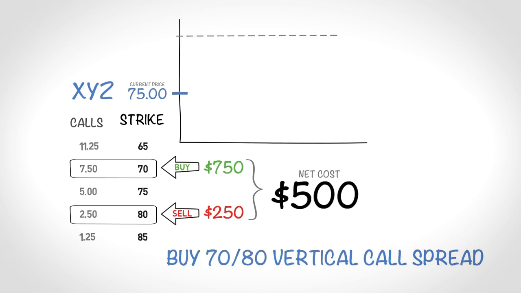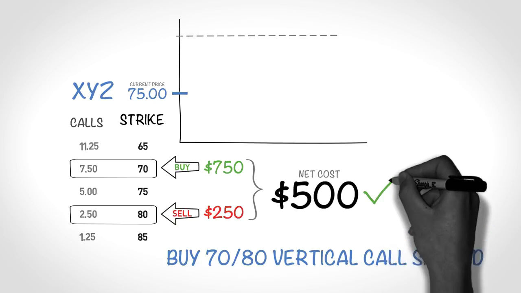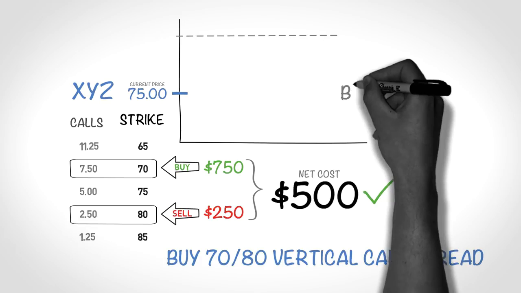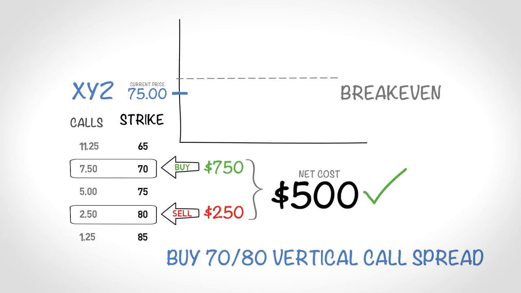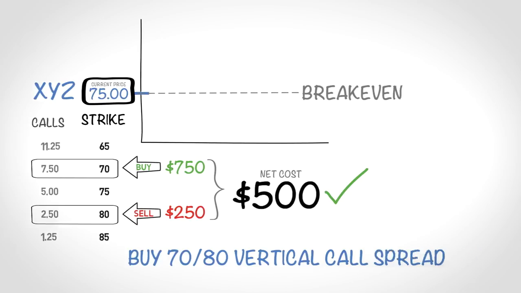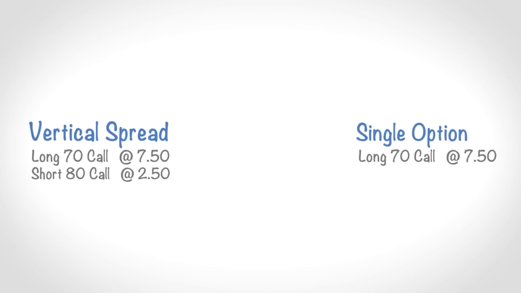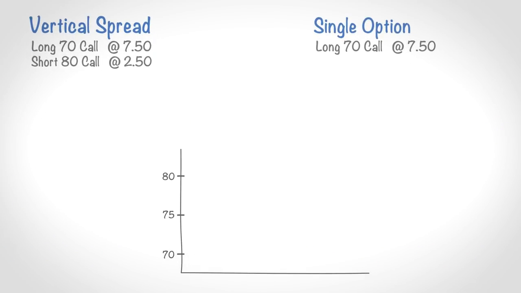By trading a vertical spread rather than simply buying a single option, we're able to significantly reduce the cost of our trade, which improves our break even on the trade and our probability of success. The net price we pay for this vertical spread is $5, so our break even is at $75 per share, which is where the current stock price is. If you're lost, hang with me. I'm going to show you how this works. Let's compare the two strategies in 3 different scenarios.